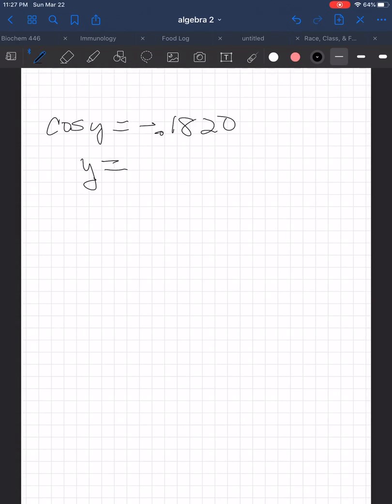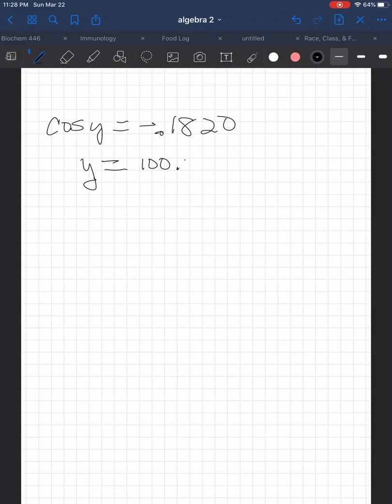Sorry, I'm using a different calculator than what I usually do. There we go. So I get 100.488, which would round off to 100.49, or since we usually round off angles to one decimal place, it would be 100.5.